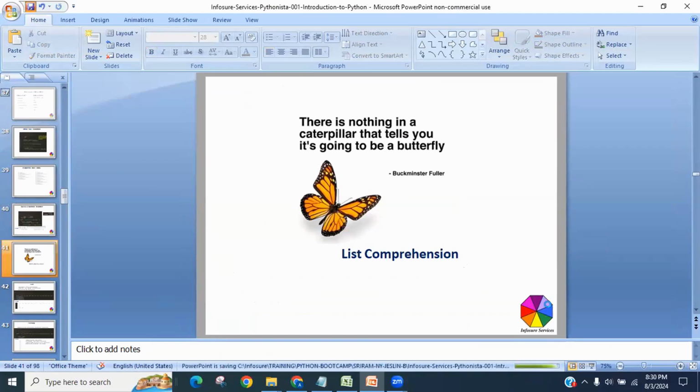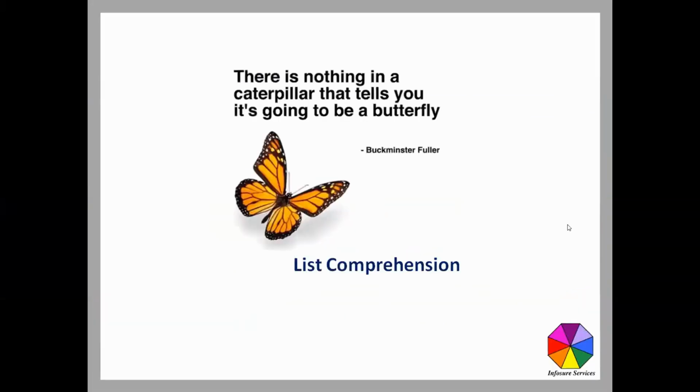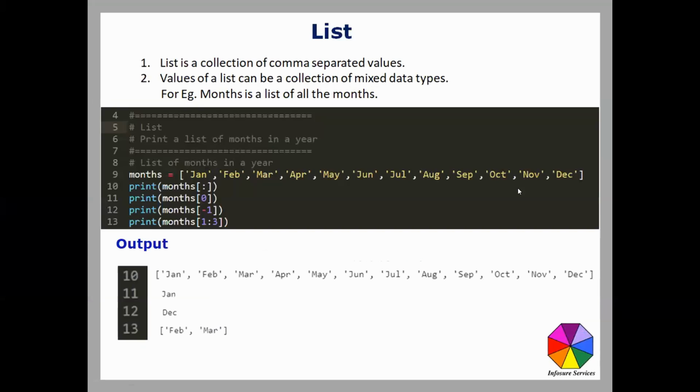So lists, you might hear the word lists, or you will also hear list comprehension. A list is a collection of comma separated values. We have seen data types like int, string, boolean, float. A list is a Python data type. This is an advanced data type. It's a collection of values.